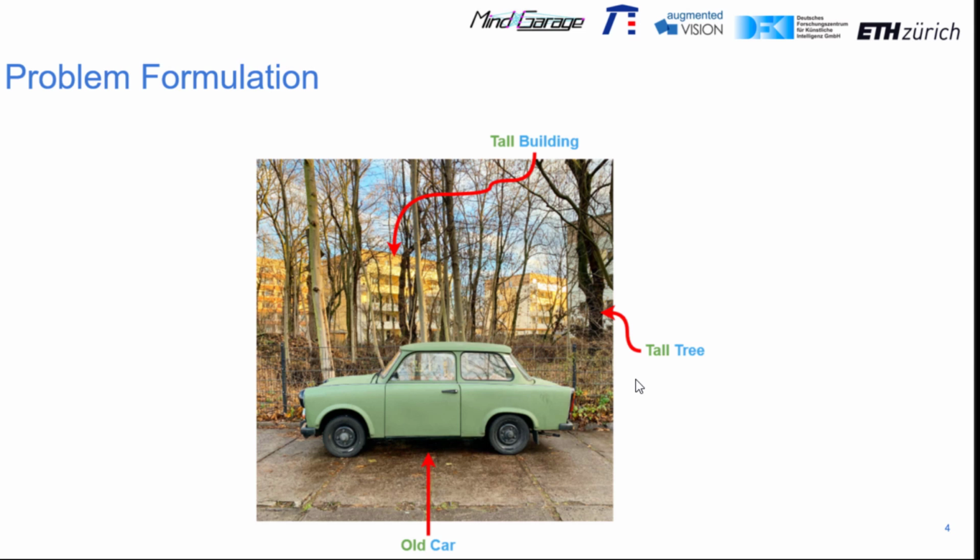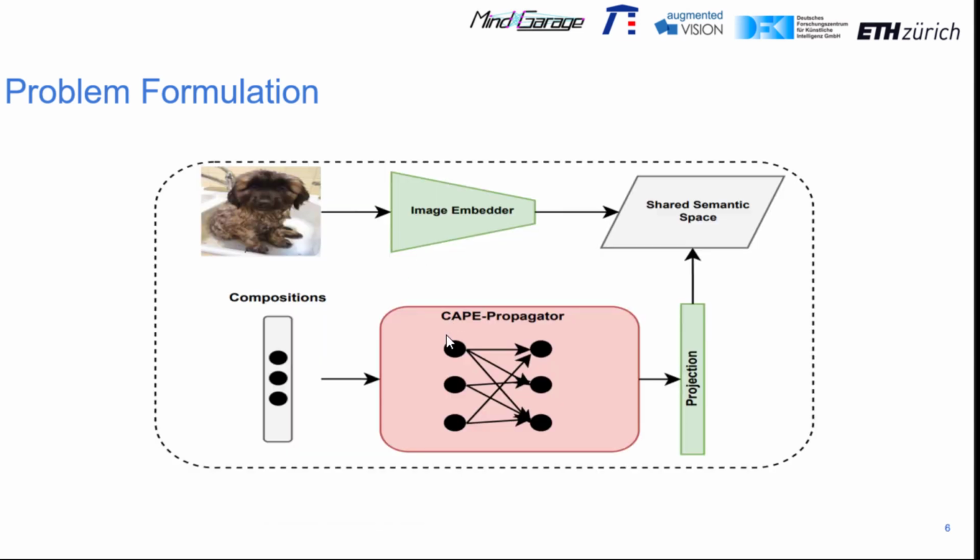We argue that real-world images contain more than one valid composition. For example, this image label is old car, but we can also see a tall tree and a tall building. We use a self-attention based transformer to exploit hidden interdependency structure between compositions to propagate knowledge between them. We call this CAPE Propagator, which learns to embed compositions in a shared semantic space.